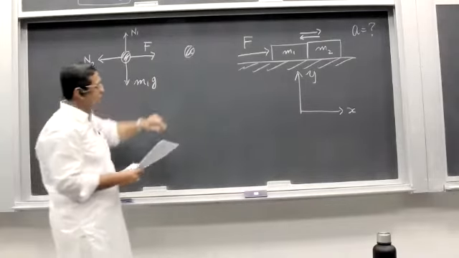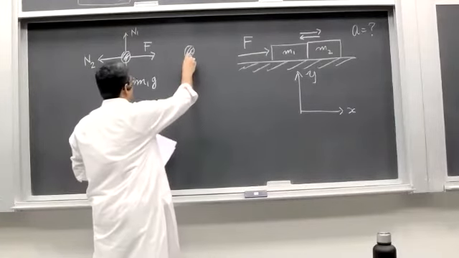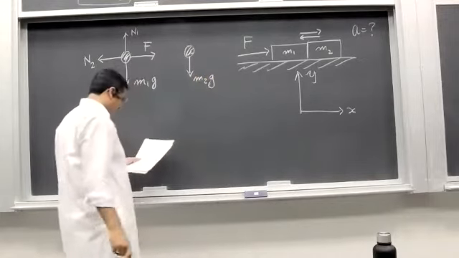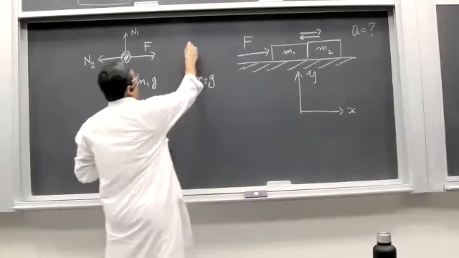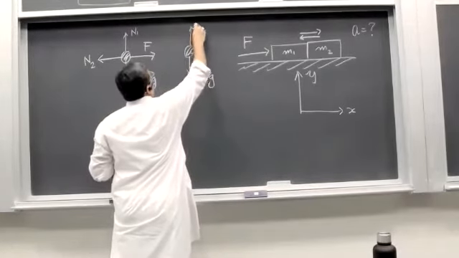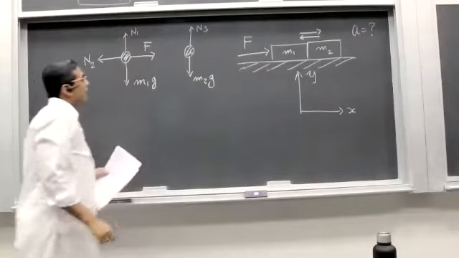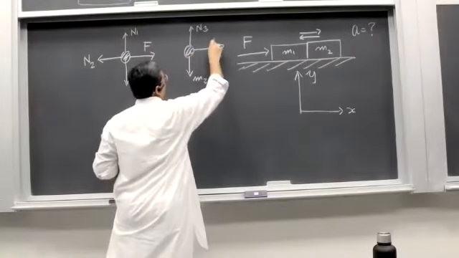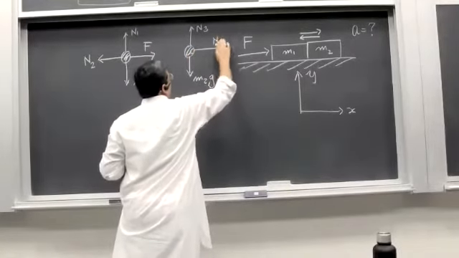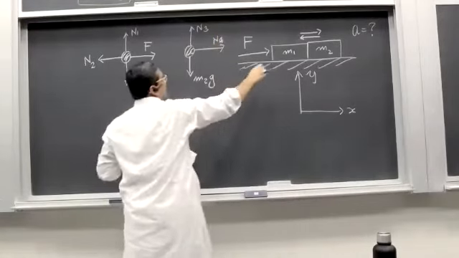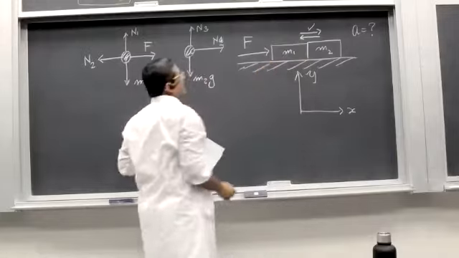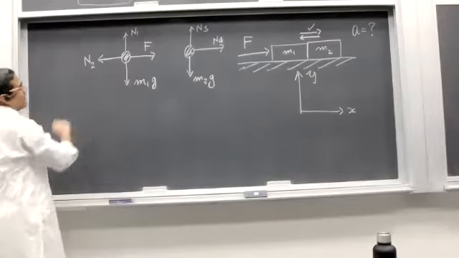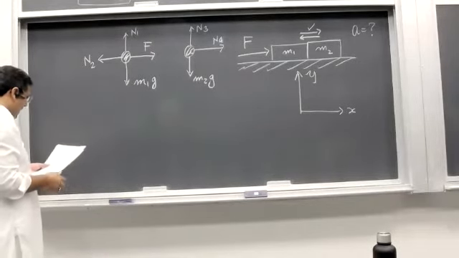Okay. Now we go to the second object. Again, its weight, right? And a normal force upwards, let's call it N3, and a normal force rightwards, we call it N4. This force is the one that M1 is exerting on M2. Only three forces are acting on this block, four forces are acting on this block. Right? Any confusion about this?